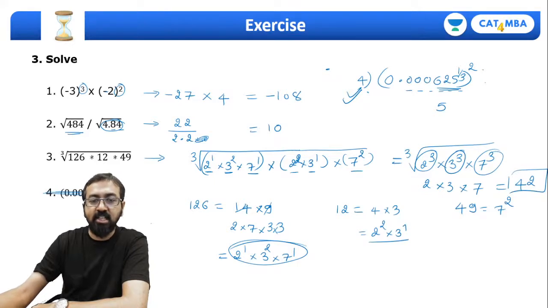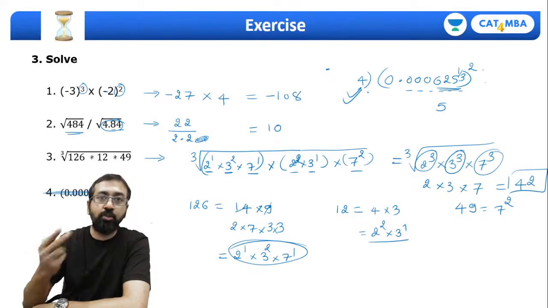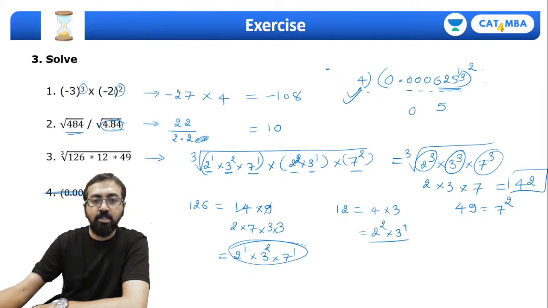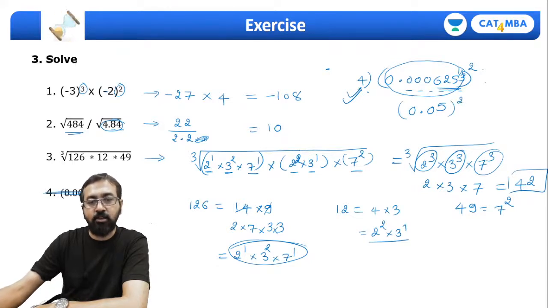Now count the number of digits over here. So there are 6 digits. So we are taking cube root, so there should be 2 digits in the answer after decimal, right? So I'll write this as 0.05. So the cube root of 0.000125 is 0.05, and now we need to make square of that.